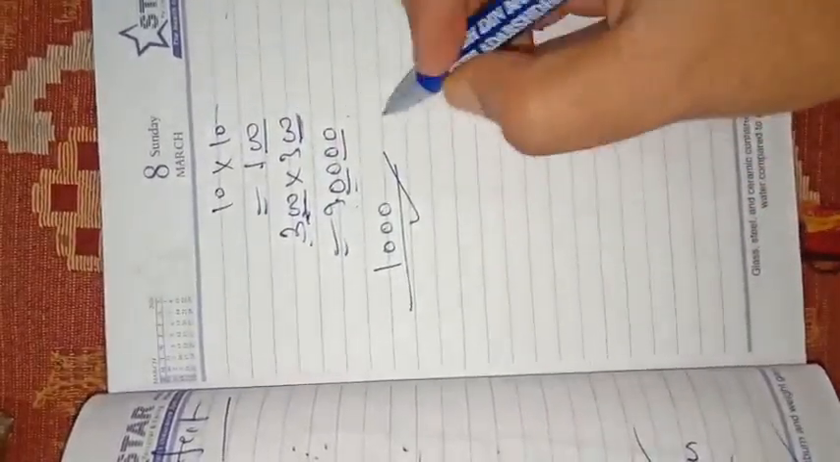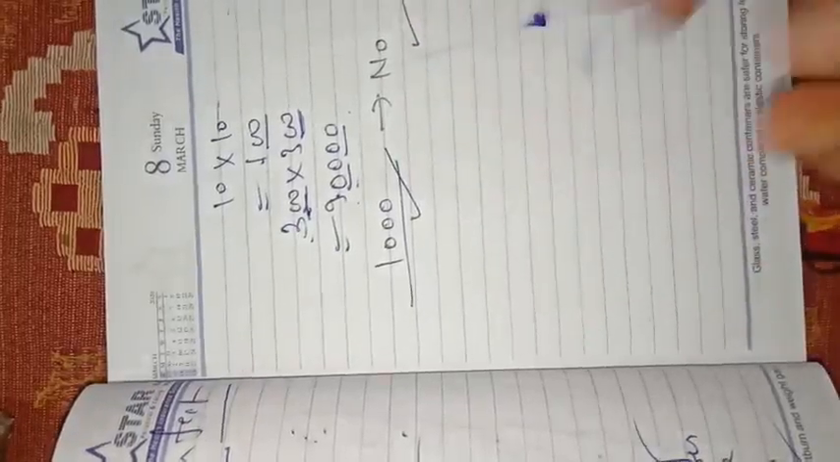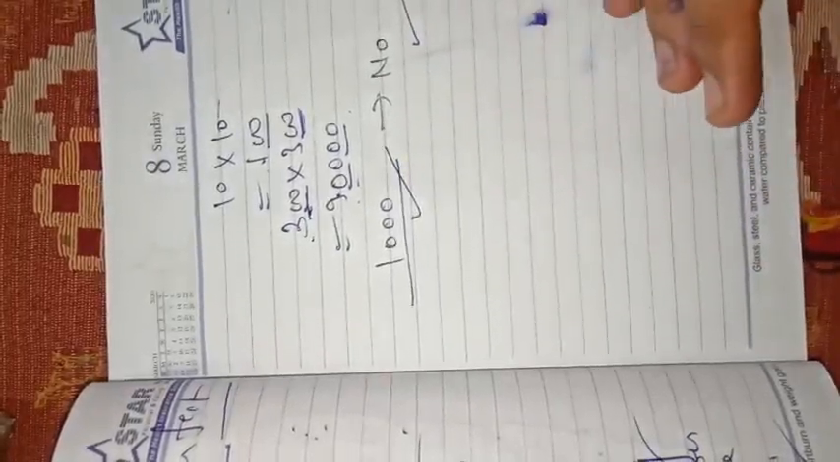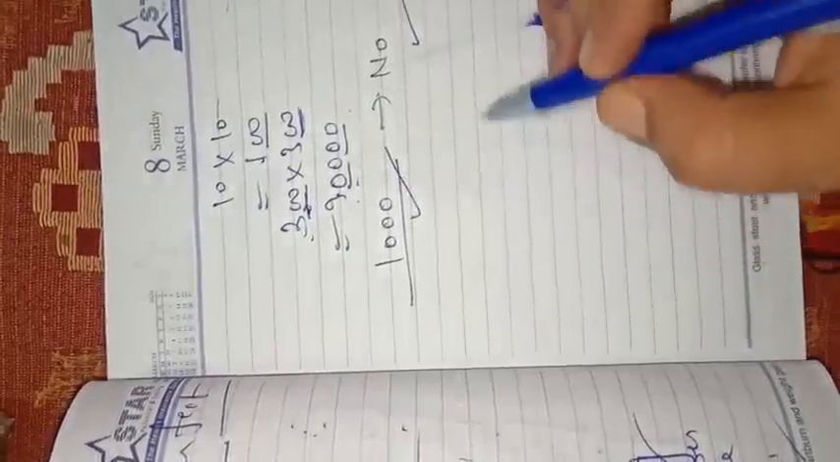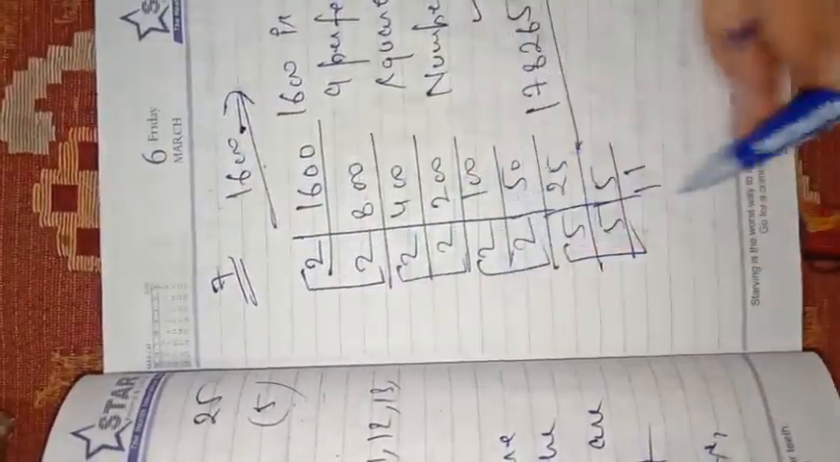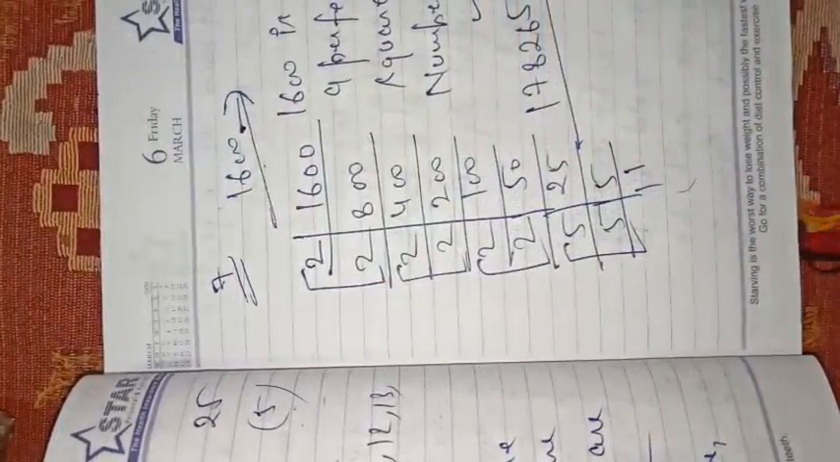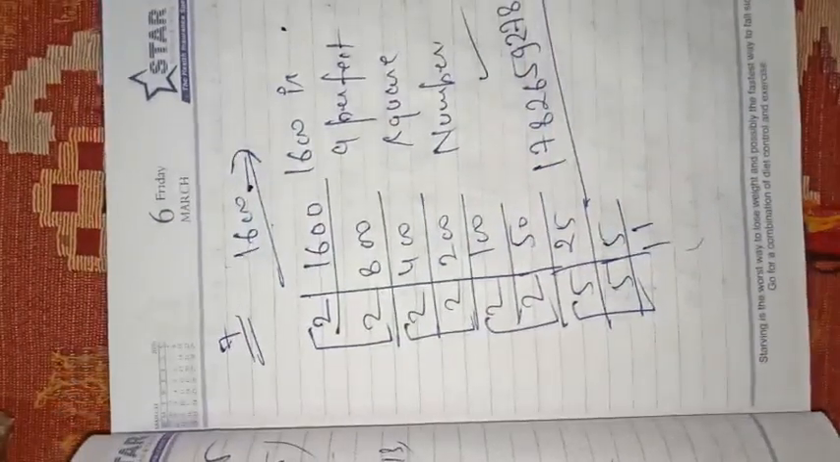I will tell orally, no. Why? Because this is ending with an odd number of zeros. So this will reduce our calculation time. We don't need to do prime factorization of this number and make pairs of the numbers, as I have done in this example. I solved it and found that the pairs of all the numbers were completed. So this number was a perfect square.